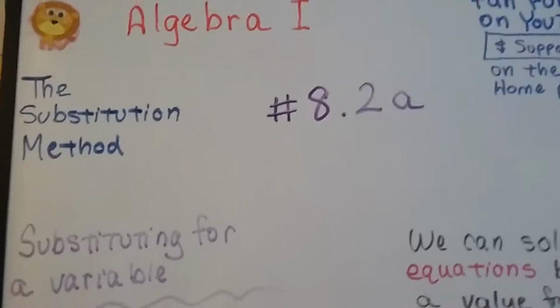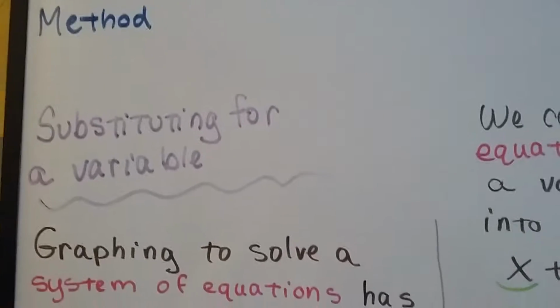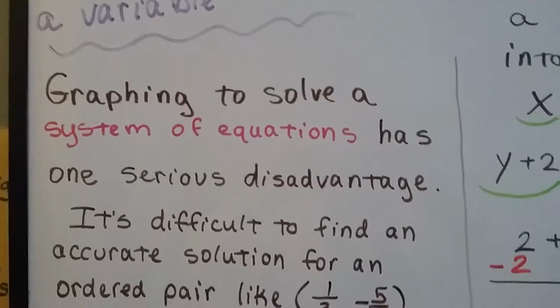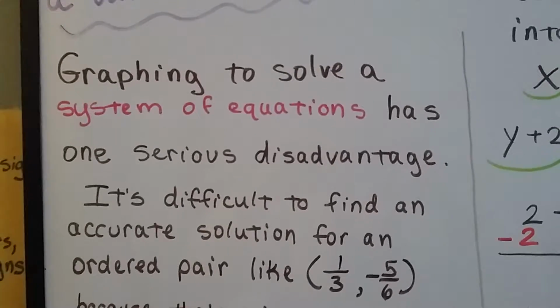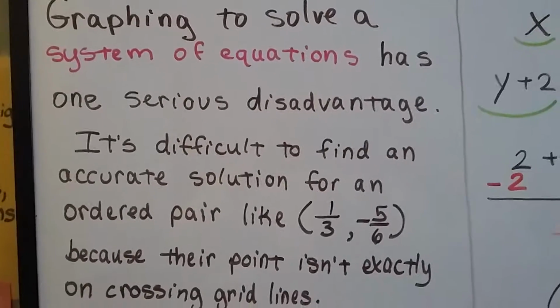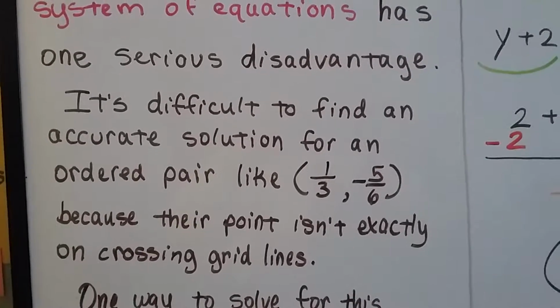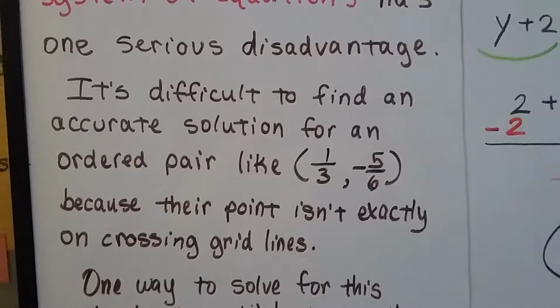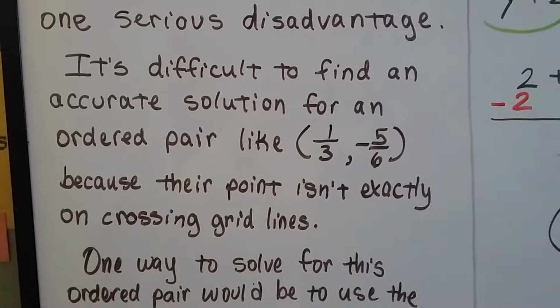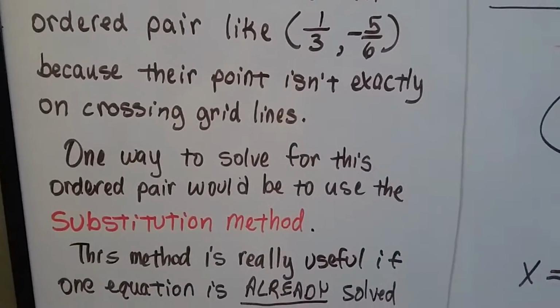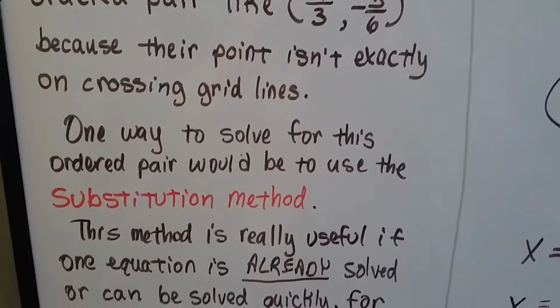8.2a, the substitution method. This is substituting for a variable for a system of equations. So graphing to solve a system of equations has one serious disadvantage. It's difficult to find an accurate solution for an ordered pair like 1/3 for x and -5/6 for y, because their point isn't exactly on crossing grid lines. One way to solve for this ordered pair would be to use the substitution method.